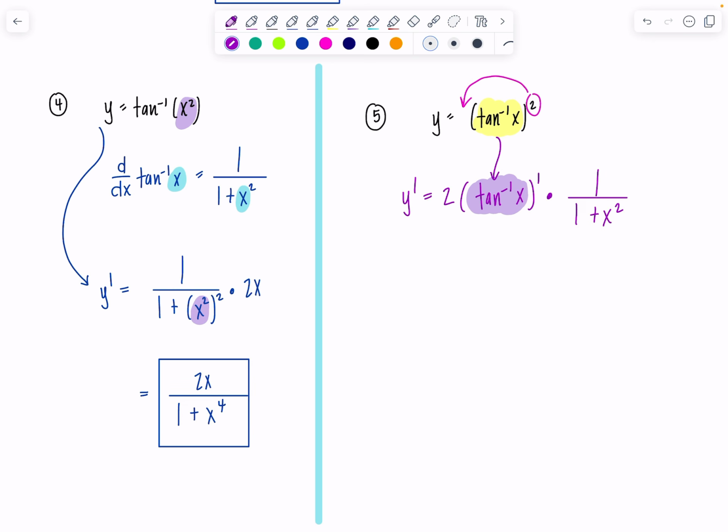So this time, you always start on the outside, work your way in, bring the 2 in the front, subtract 1, my new exponent's 1, leave what's inside alone. Then when you do the chain rule, you multiply by the derivative of what's inside, tan inverse of x. To clean this one up, there's really not much else to do. I'm just going to put 2 tan inverse of x in the numerator over 1 plus x squared in the denominator. Good, how are we doing?